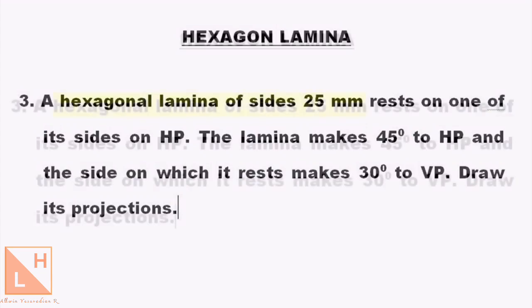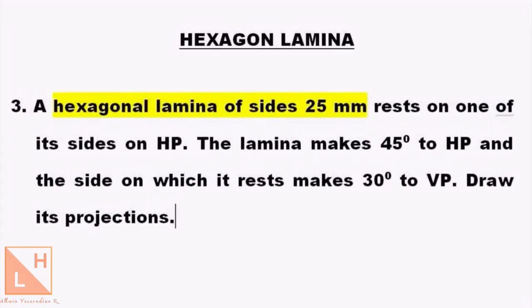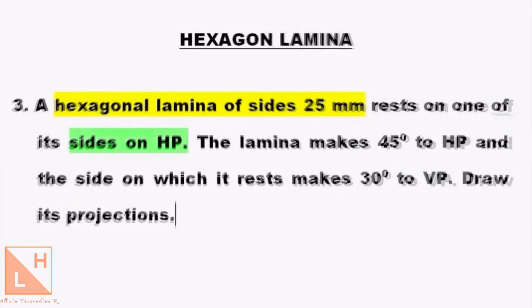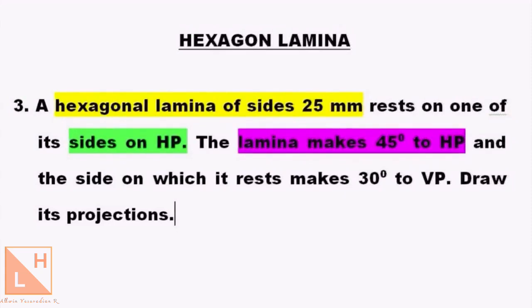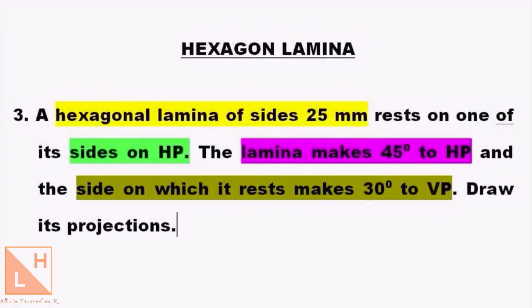get the solution. So you see here the given lamina is hexagon of side 25mm and it rests on one of its sides on HP. It also says the lamina makes 45° to HP. The next condition is that the side on which it rests makes 30° to VP. Now with these given data, let us see how to proceed to get the solution.